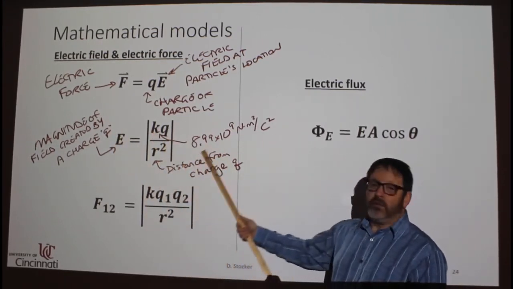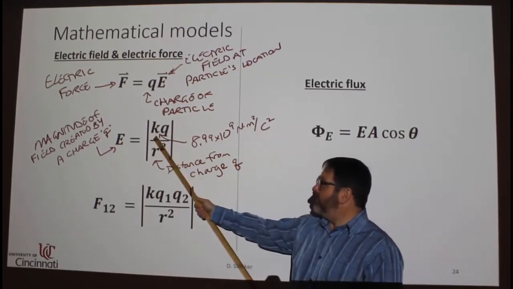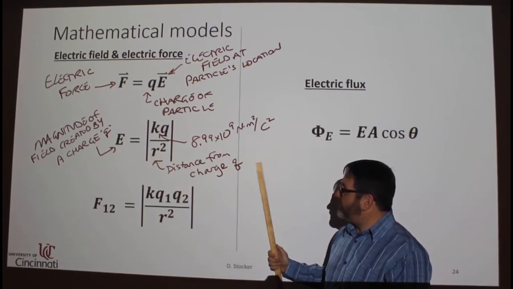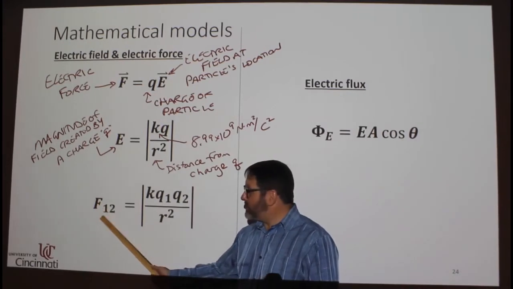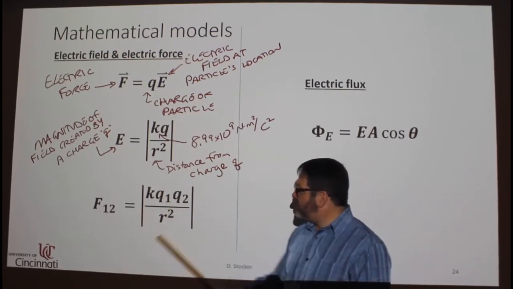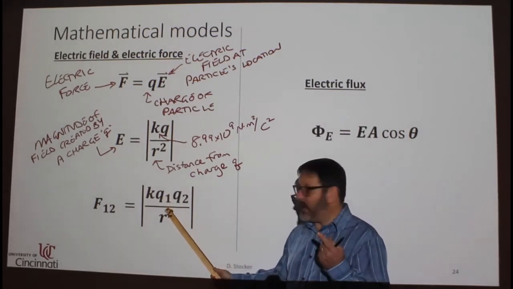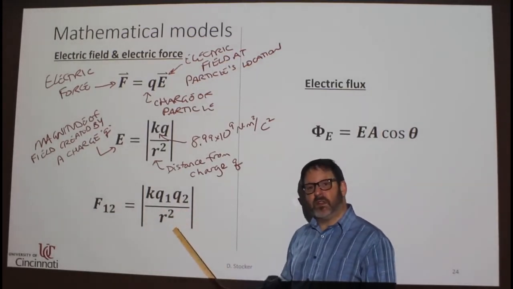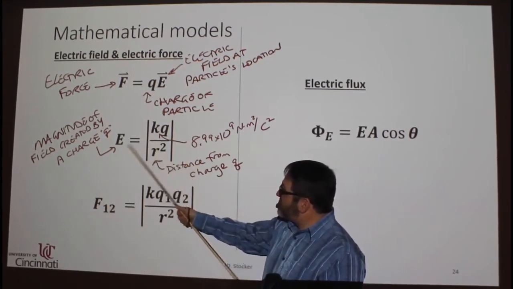I've put in here the value, 8.99 times 10 to the 9th Newton meter squared per Coulomb squared for this constant. And then this R is the distance from the charge Q. Now the last mathematical model here, this gives you the magnitude of the force between two different objects, 1 and 2. So the magnitude of the force is K, again it's the same K here, Q1, so this is the charge of one of the objects, times Q2, the charge of the second object, divided by R squared, the distance between the two objects.